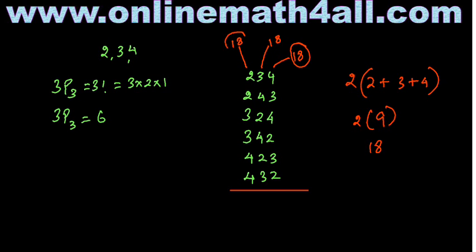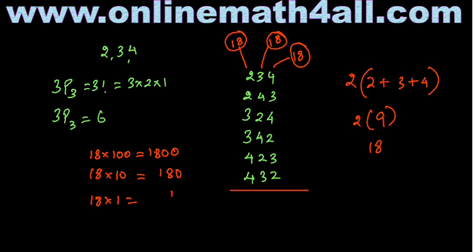So okay, now first I consider this 18. This 18 is a sum in hundred place. So I multiply 18 by 100, I get 1800. This 18 appears in tens place, so I multiply this 18 by 10, I get 180. This 18 is a sum in units place, so I multiply this 18 by 1, so 18.